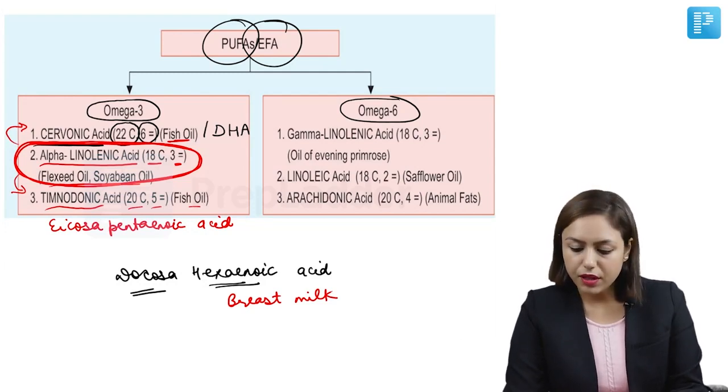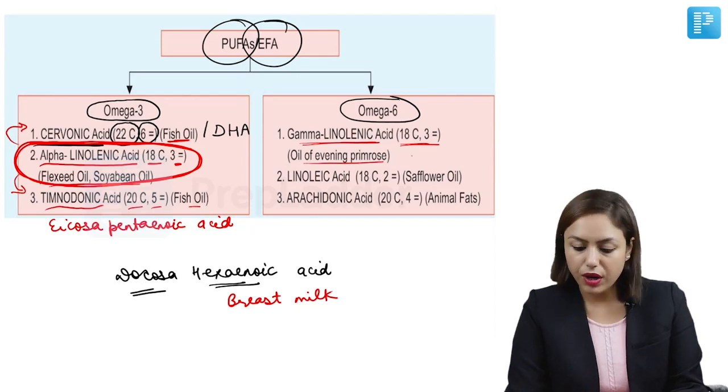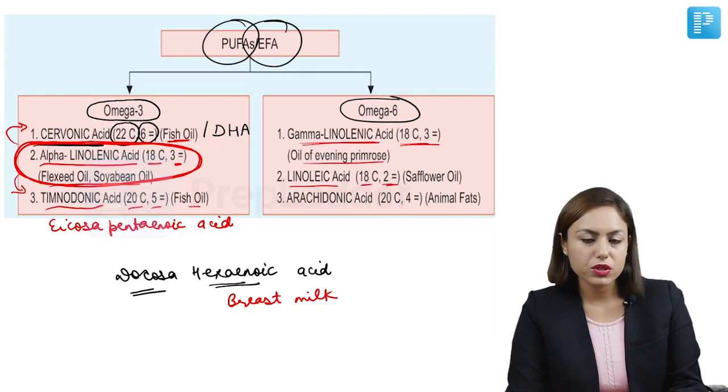Then the omega 6 category. First one is gamma linolenic acid, 18 carbons and 3 double bonds. This is present in oil of evening primrose, right? And then is linoleic acid, 18 carbons, 2 double bonds, present in safflower oil, right?